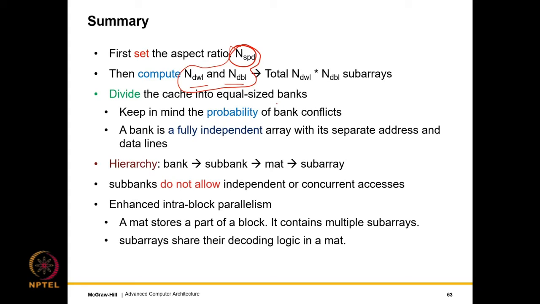Fine, fair enough. And so then dividing a cache into equal size banks, well, we have to keep in mind the probability of bank conflicts, but a bank will at least allow for parallelism, and each bank is split into a sub-bank, MAT and subarray. And as we have discussed, sub-banks are separate, they do not allow independent accesses, but they still store an entire block. And we have enhanced intra-block parallelism because of MATs and subarrays. And subarrays additionally share resources such as decoders.